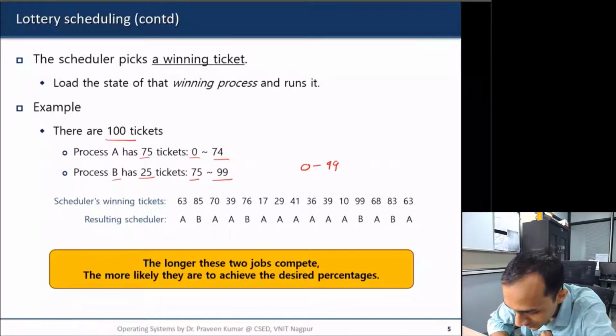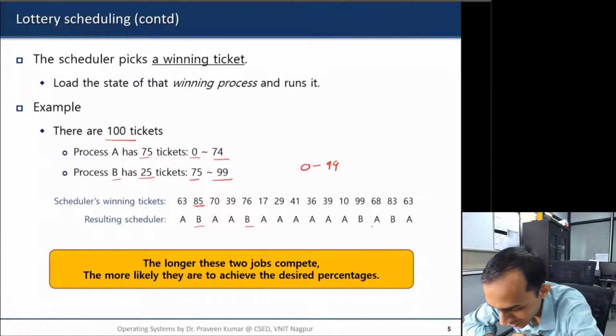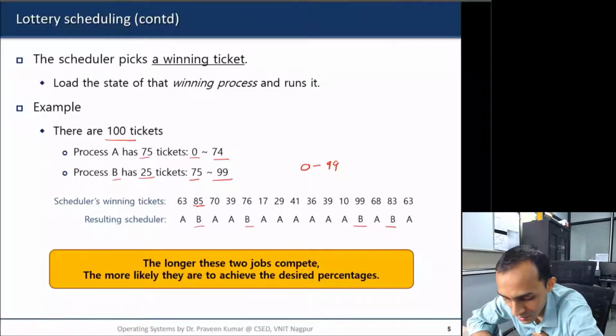Let us say these were the numbers that were generated. Accordingly, you will pick the process. 63 was with A, so A will be scheduled. Next time when the scheduler has to make a decision, you pick a number. Let us say it came 85. Then B will run, and so on. You can see in this, there are around 15 to 16 draws. Out of that, B has run 4 times and A has run the remaining number of times. So it approximates the 25% share and 75% share.